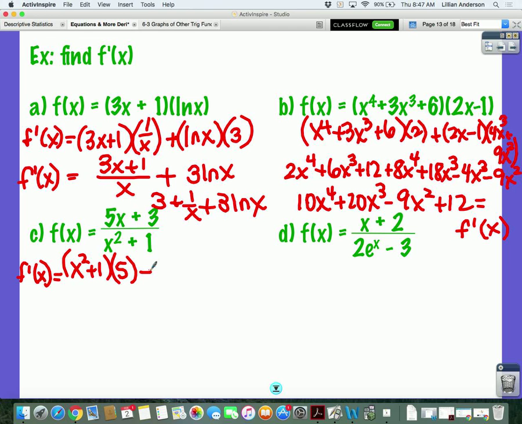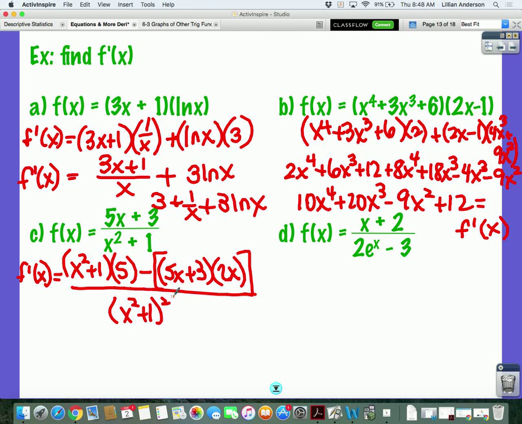Minus, and this is so key. This next part is where students tend to make some mistakes. Minus high, D low. What's the derivative of the bottom? 2x. A lot of students forget that they have to carry this negative to this entire second part. You're subtracting this whole part right here. Okay? So do not forget that. All over low.